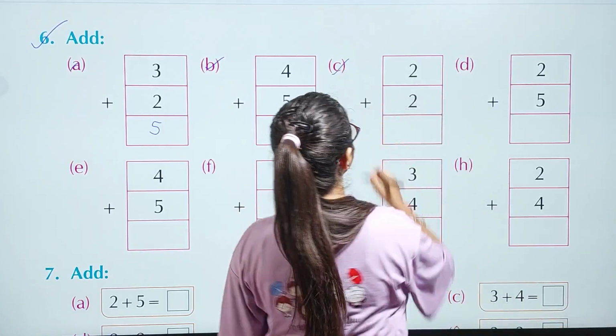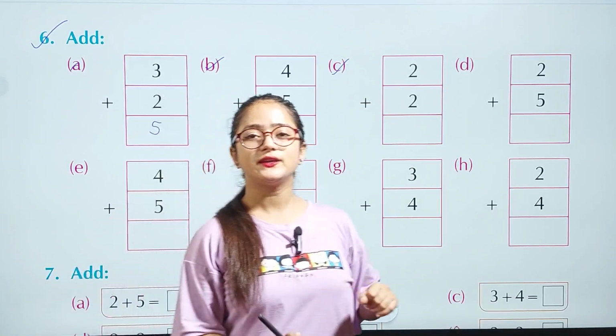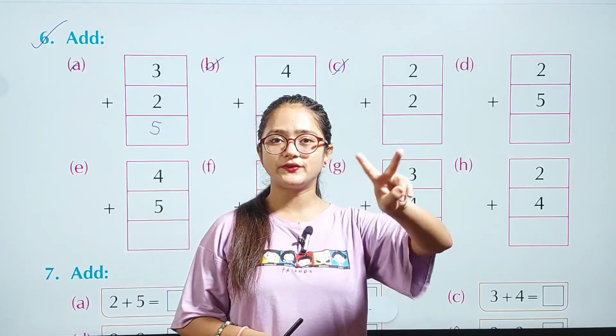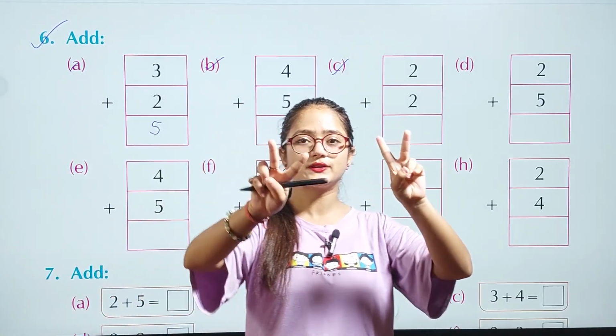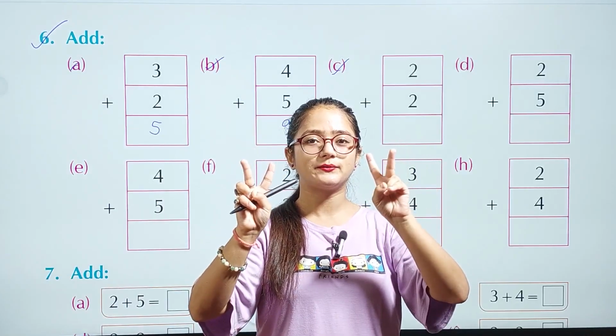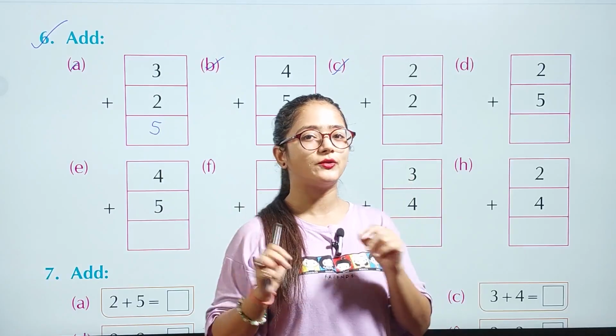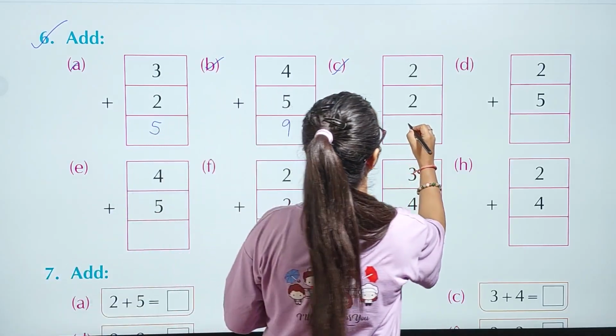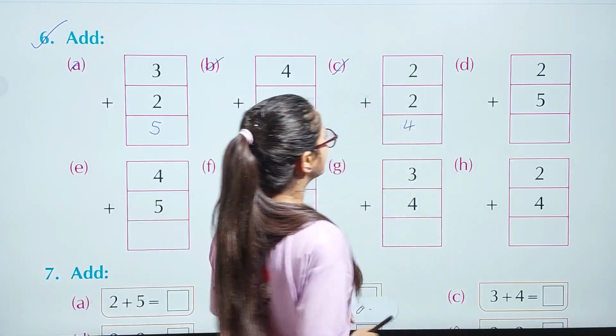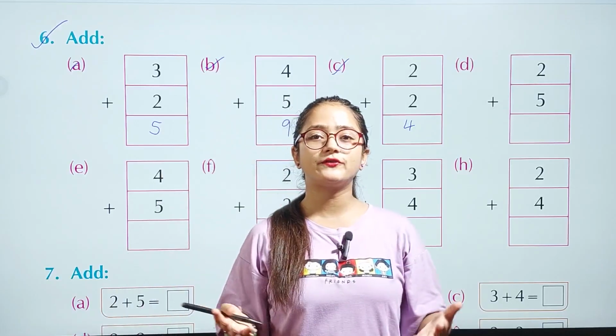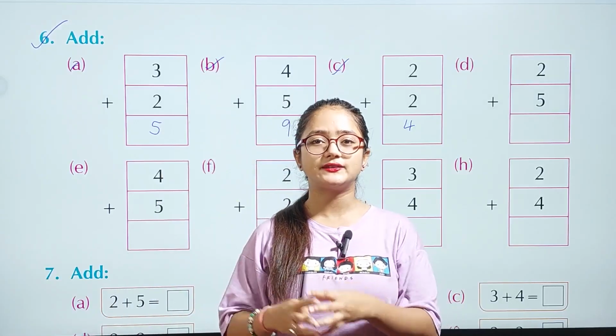Next, it is given 2 plus 2. Okay, so take out the 2 fingers from the left hand and 2 fingers from the right hand, and total number of fingers are 1, 2, 3, 4. That means the answer is 4. Okay, so write down 4 here. Like this, by the help of your fingers, you have to add the sums.